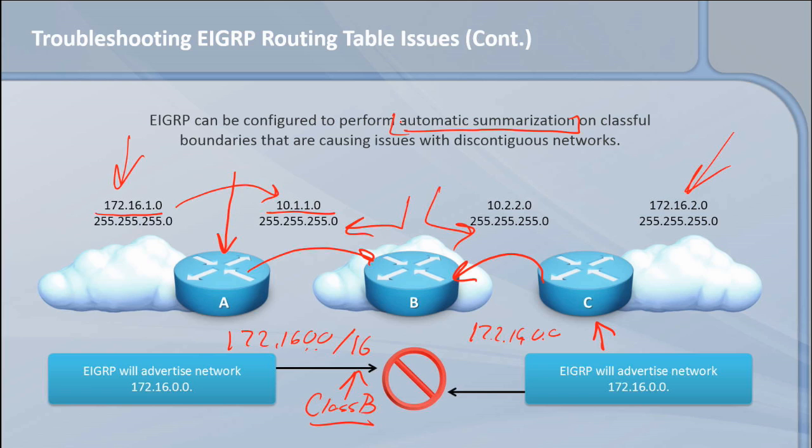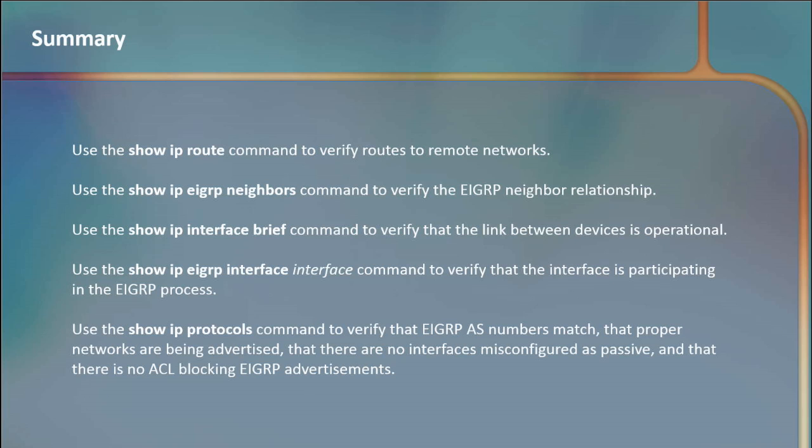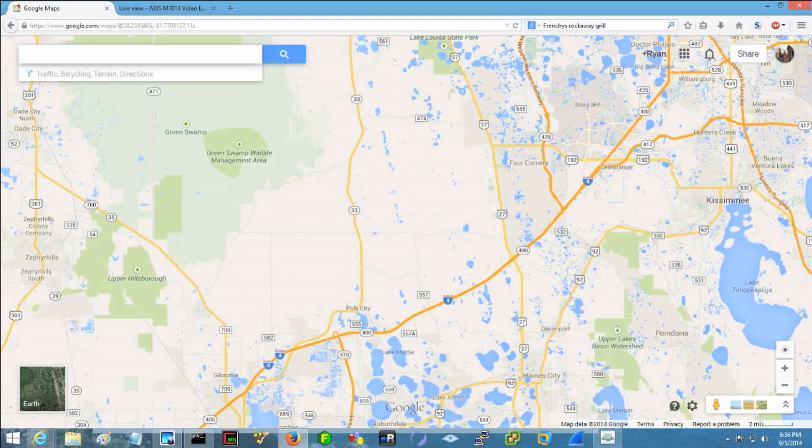So automatic summarization is typically a pretty bad idea. This is why we say no auto summary. So it just advertises this network with the exact mask. All right, and you would do that with the router EIGRP no auto summary. Real quick, let's just do a demonstration of how bad this would be to set up.